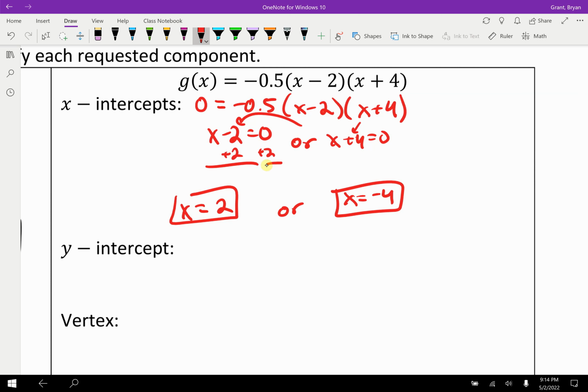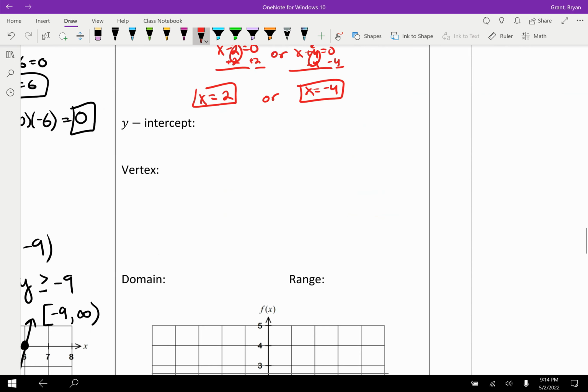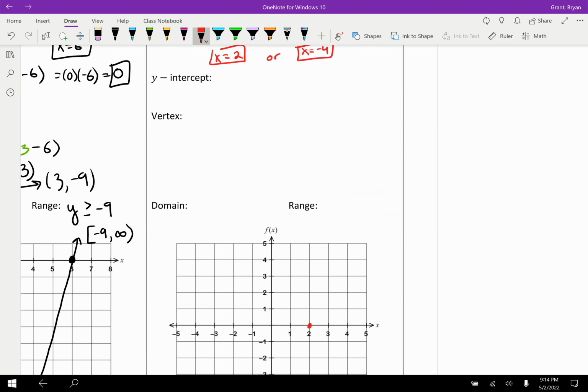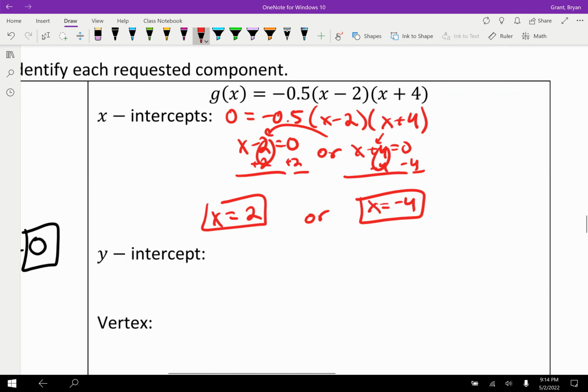And you can show every step if you would like. But bare minimum, set up and answer. So we have 2 and negative 4. Now let's say, oh, no, well, actually I'm skipping ahead. Let's find the y-intercept first. That seems like a thing.